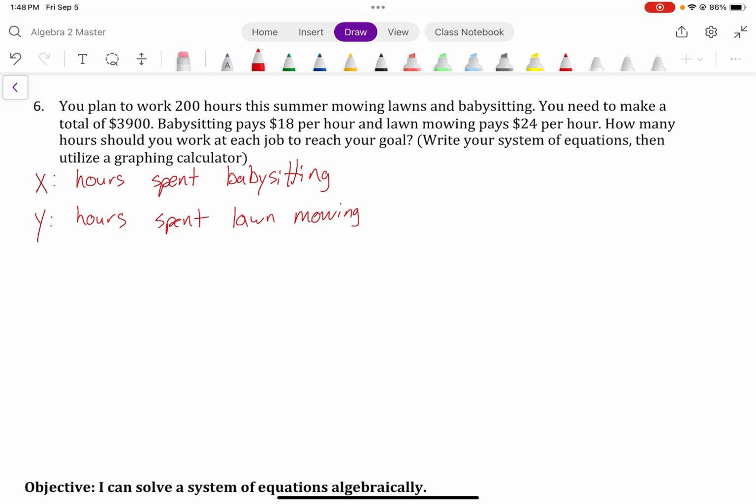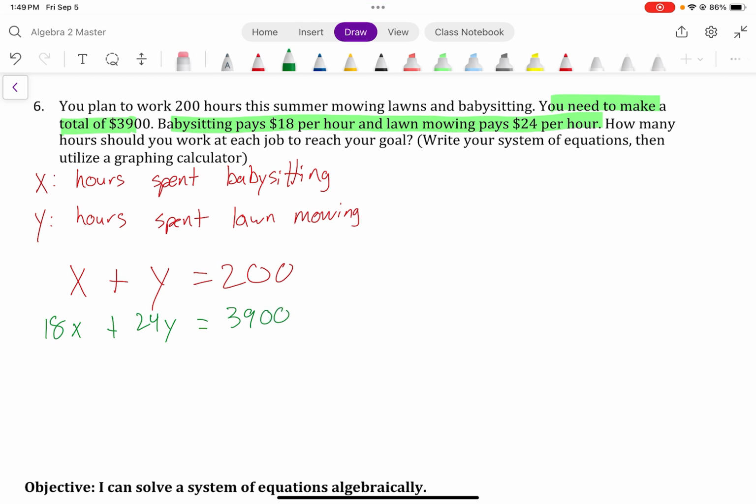So there are two things that we know right off the bat. We are working 200 hours. So when I add those two jobs together, the number of hours spent at each of them should equal 200. The other one is harder to find and takes a little bit of thinking. We need to make this much money and we're getting paid those amounts. That means I'm going to have $18 times every hour that I babysit, plus $24 times every hour that I mow lawn, and I want to make $3,900. Okay, that's my second equation.